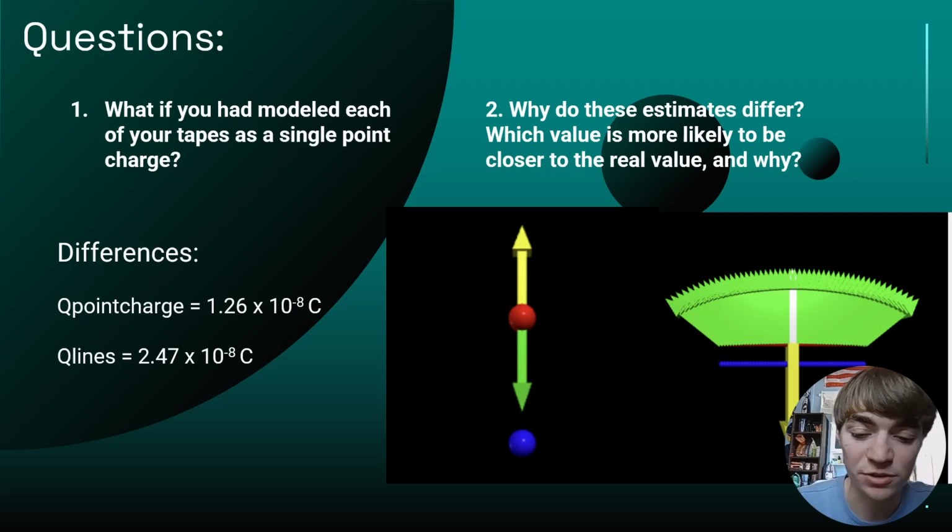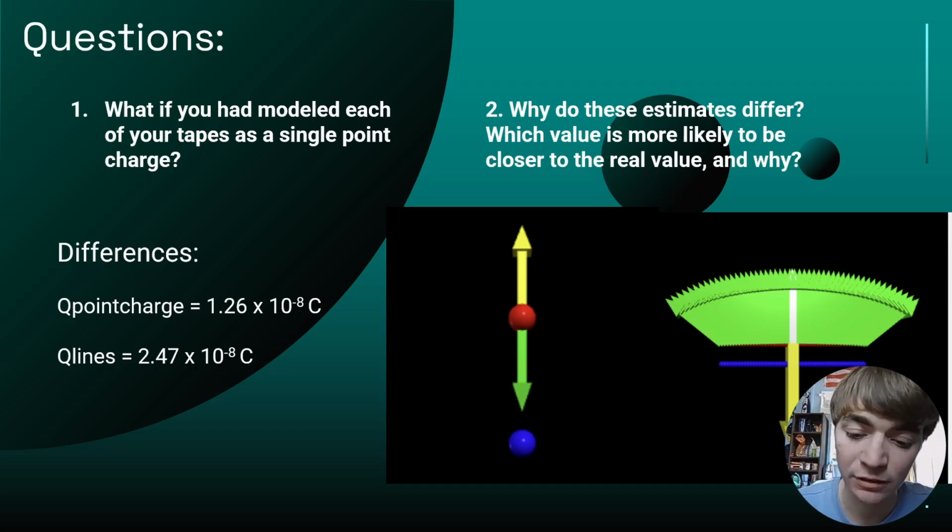Now for some discussion questions. What if you had modeled each of your tapes as a single point charge? Well, that's exactly what we did in Lab 1 with the first model, and we can compare that now to the new model with the line of charges. We can see the difference is that the point charge is about 1.26 times 10 to the negative 8 coulombs, while the line of charge is about 2.47 times 10 to the negative 8 coulombs, showing a clear and distinct difference. But why do these estimates differ?